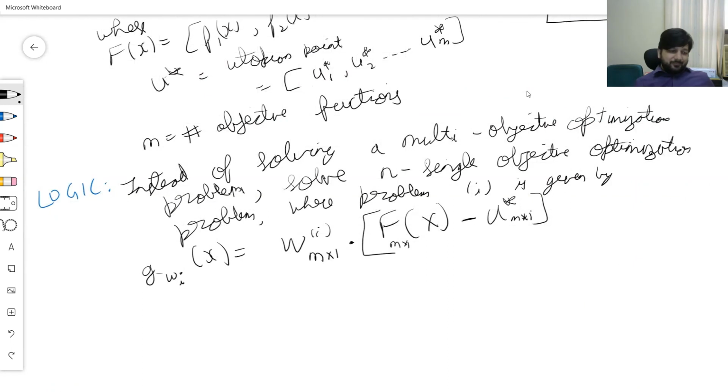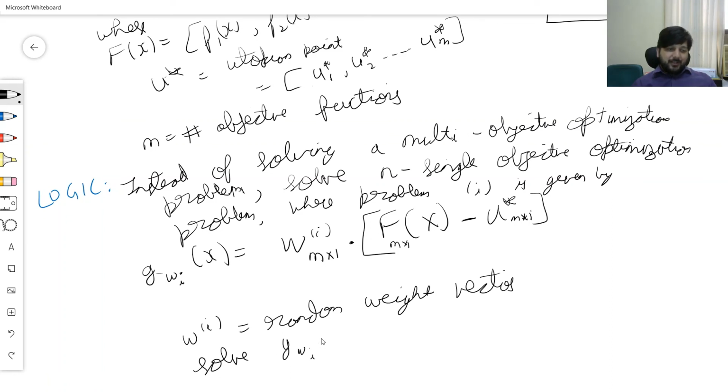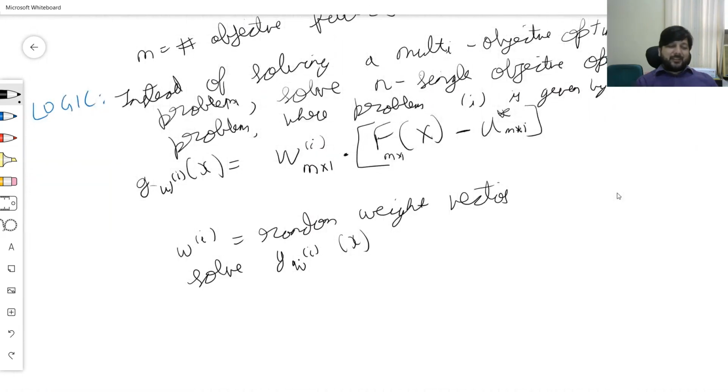So my algorithm is now very simple. All my algorithm says is that w_i is a random weight vector, and I solve g_wi, and that's all that I have to do. I've converted a multi-objective optimization problem into n single objective optimization problems, so that's for all i from 1 to n.